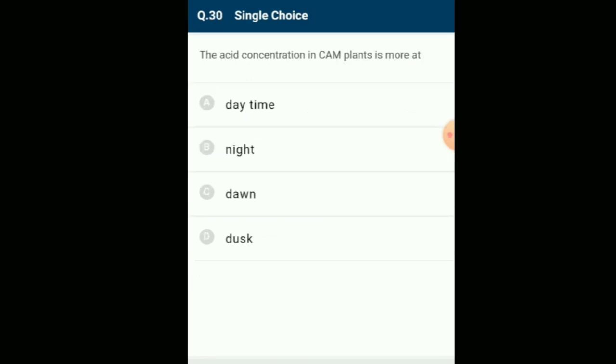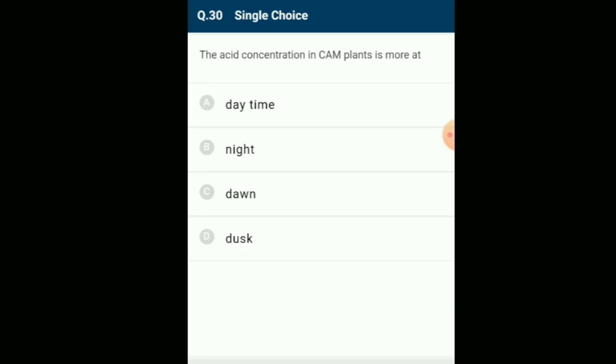Question number 30. The acid concentration in CAM plants is more at? Crassulacean acid metabolism is generally called the CAM pathway, and occurs in succulent plants. Carbon dioxide is fixed during the night, in the absence of light, to malic acid via PEP carboxylase. This carbon dioxide comes from respiration as also from the atmosphere. Malic acid gets stored in vacuoles during the night, which is decarboxylated to release carbon dioxide during the day.